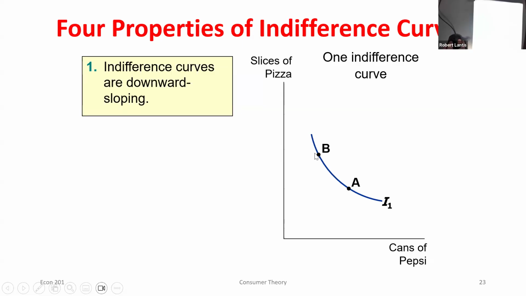And they're always going to be downward sloping, reflecting that if I have to keep total utility the exact same, so let's say I'm currently consuming at point A. Well, if I want to buy more pizza and I keep buying the same amount of Pepsi, what's definitely going to happen to my total utility? It's going to go up. So in order to stay on the same amount of total utility, when I buy more pizza, I would have to start giving up some Pepsi in order to keep total utility exactly the same.